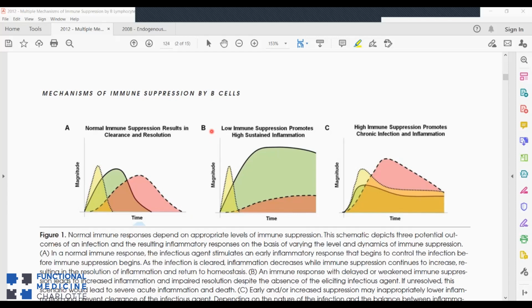Now, B is where the resolution isn't strong enough to put out the fire. So B will lead to chronic inflammation, high inflammation. Okay, so same thing, time A, we have an infection. Then we have a very robust pro-inflammatory immune response that kills the virus, okay? But our resolution phase isn't strong enough to put out the fire, the pro-inflammatory response.